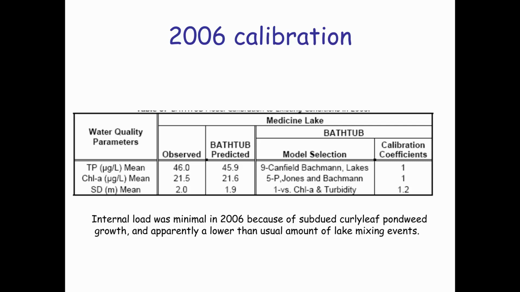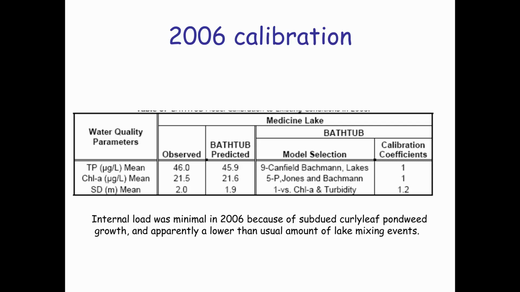Several models that were used within BATHTUB are shown in the fourth column. For instance, Canfield-Bachmann Lake component, the Jones and Bachmann component, and then the chlorophyll A and turbidity component. These were components that could be selected when you're using the BATHTUB model, and you'll see that when you get a chance to apply the model.